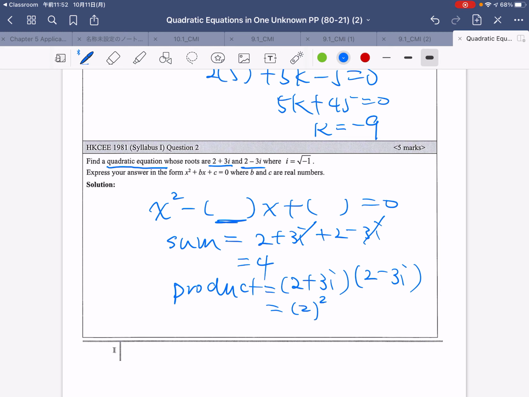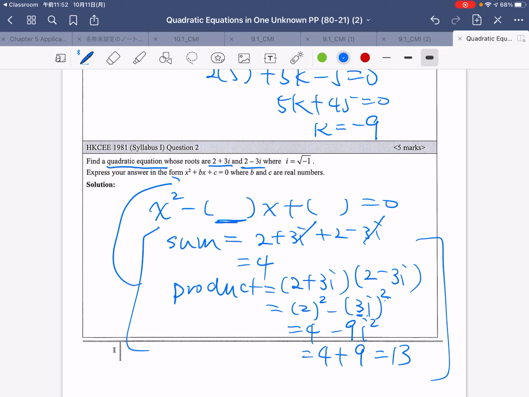And the product of roots is 2 plus 3i times 2 minus 3i. So 2 squared minus (3i) squared. So 4 minus 3 squared is 9, i squared, then i squared is -1. So we have 4 plus 9 equals 13. That means the equation is x squared minus the sum of roots 4x plus the product of roots 13. So the required equation is x squared minus 4x plus 13 equals 0.